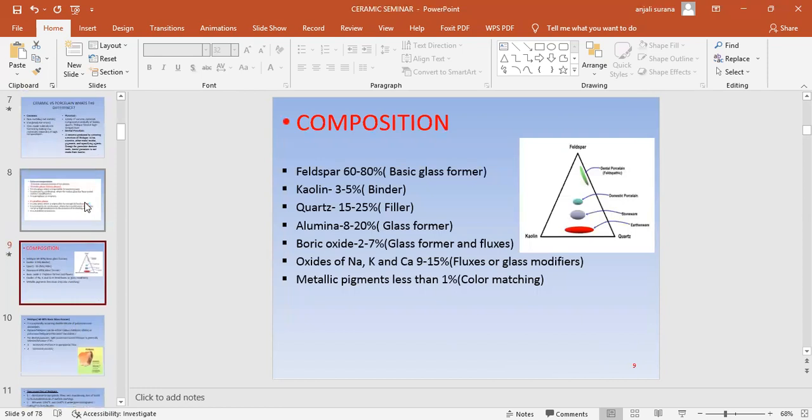Now, composition. So, ceramic material consists of various components: feldspar, kaolin, quartz, alumina, different oxides of metals, pigments. Feldspar consists of 60 to 80%. So the basic glass former is feldspar. Then kaolin 3 to 5%, that is binder. Quartz is a filler, 15 to 25%. Alumina is a glass former, 8 to 20%. Boric oxide is mainly used as a flux, 2 to 7%. Oxides of sodium, potassium, calcium, 9 to 15%. These are also fluxes or glass modifiers. And metallic pigments less than 1% for color matching. So this is the composition.